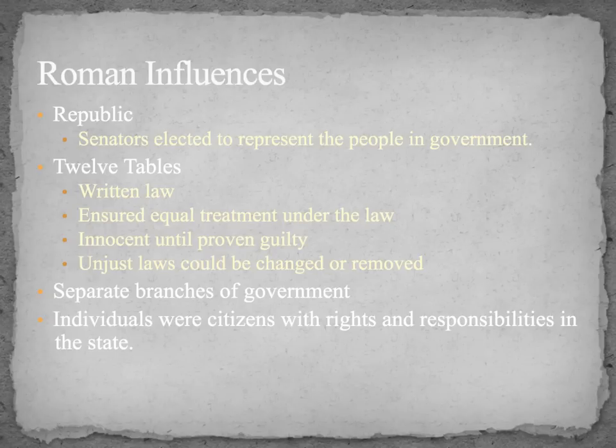Roman influences that we need to remind ourselves of. We have the Republic, which is senators elected to represent the people in the government, which is our government system that we have today. We also have something called the 12 Tables, which again are written down laws, and they ensure equal treatment under the law. Innocent until proven guilty, and unjust laws could be changed or removed.